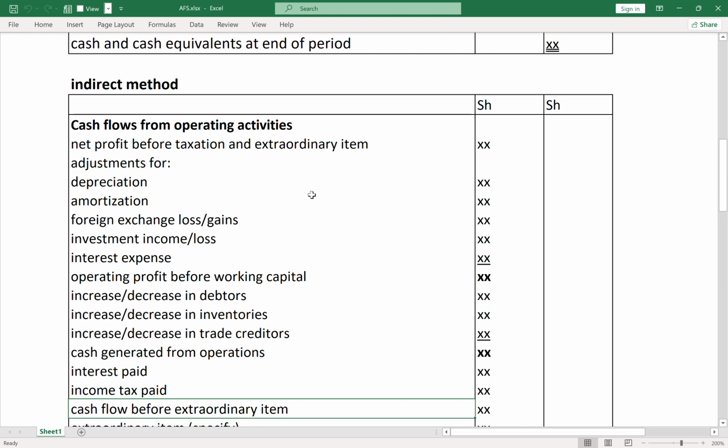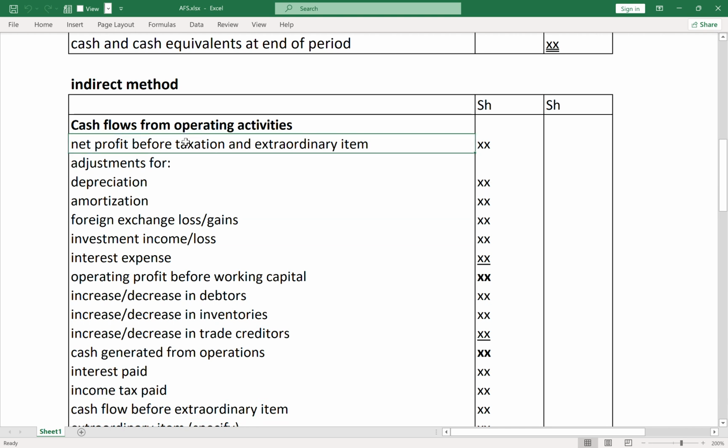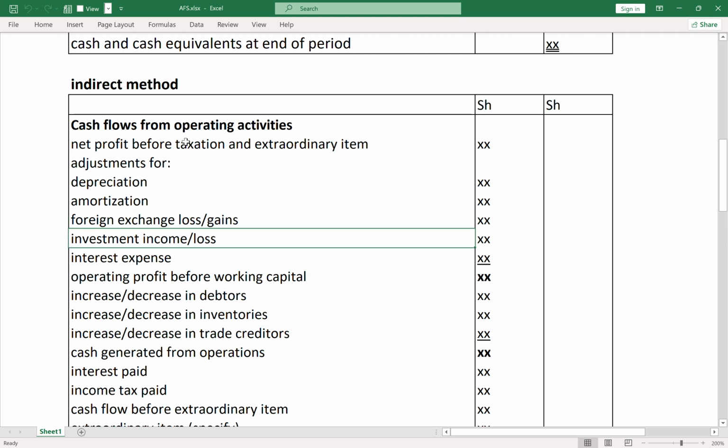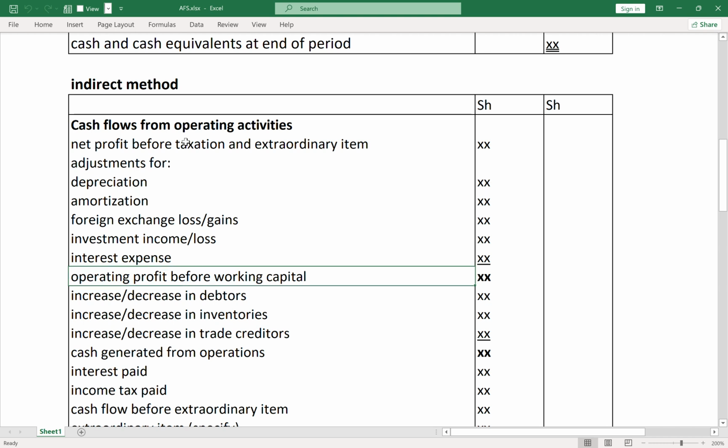So in our indirect method, we have to adjust the net profit or loss. So we start with the net profit before taxation and any extraordinary item. So we have to do the adjustment for depreciation, amortization, foreign exchange loss or gain, investment income, loss, and interest expense. So we get the operating profit before working capital, because working capital must be adjusted as well.